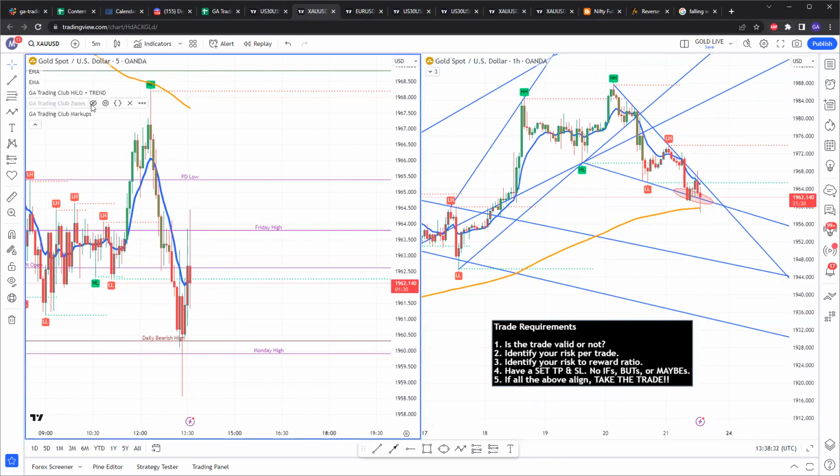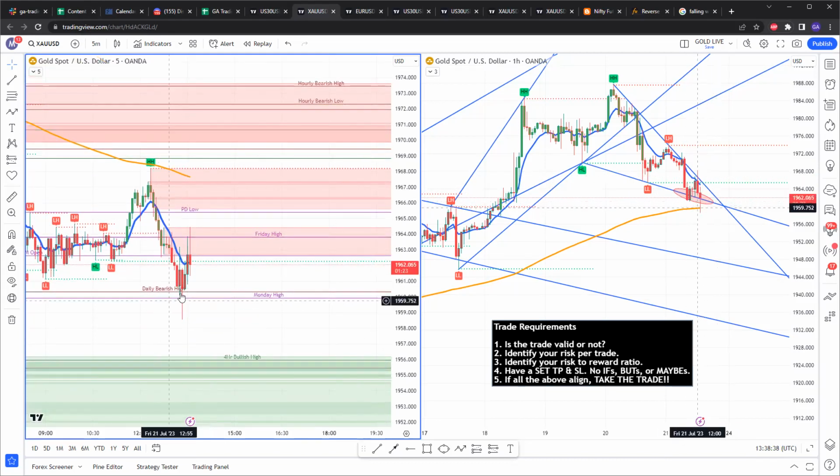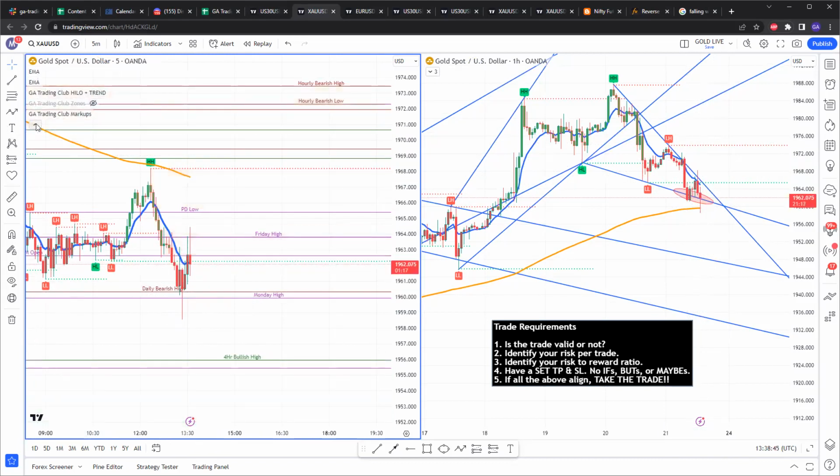Now, if I turn on the zones indicator, I would want to see sellers sitting here. But if I turn on the zones indicator, I really don't see a bunch of sellers around the daily bearish high. So the other thing that's pointing to a sell on gold is this 9 EMA and 200 EMA on the hourly. So we're about to possibly form a death cross on the hourly.